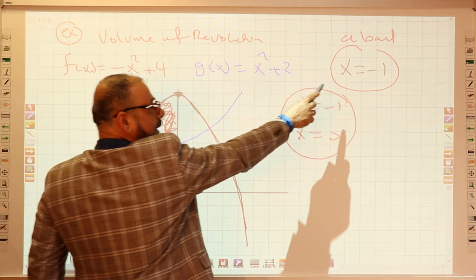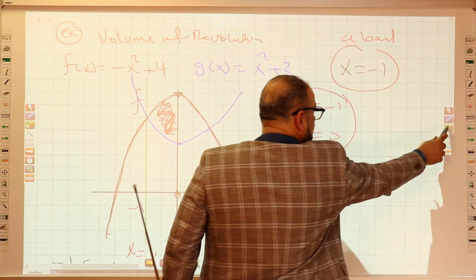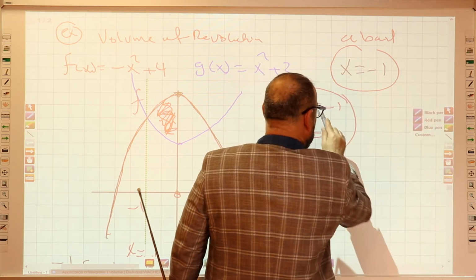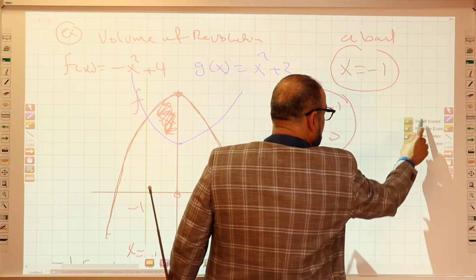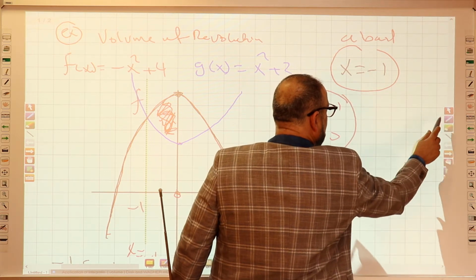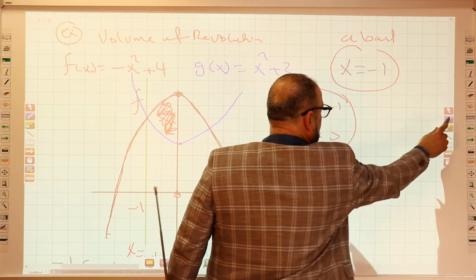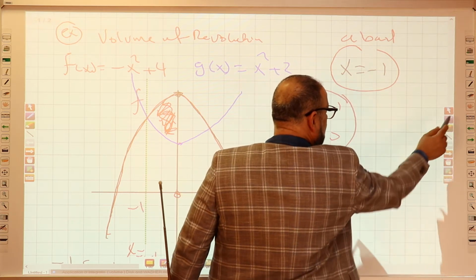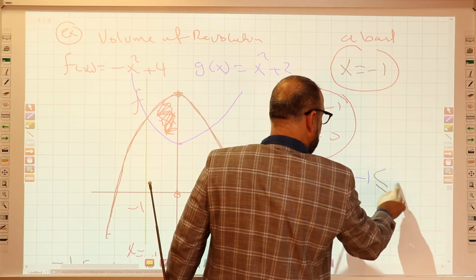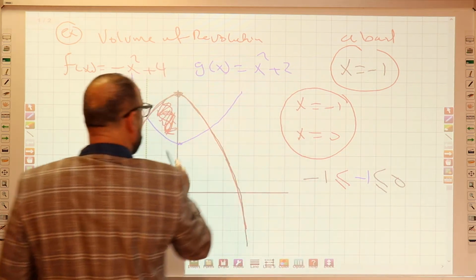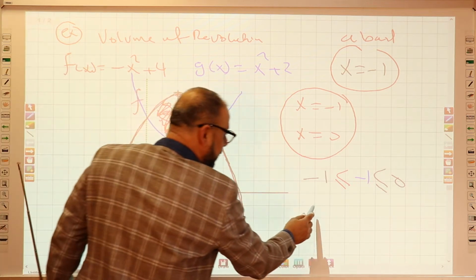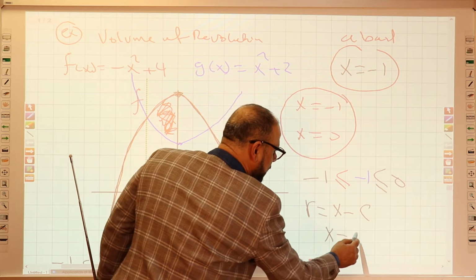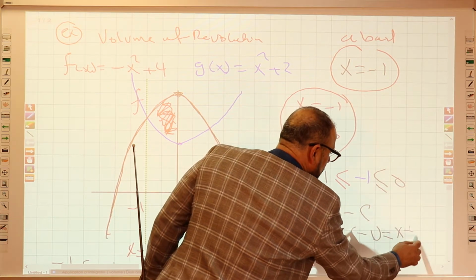When I saw the c, which is negative 1, I saw that x is greater than or equal to negative 1 and also less than 0. That takes me to which rule? This rule, x minus c. Then my radius will be x minus c, which is x minus negative 1, which is x plus 1.